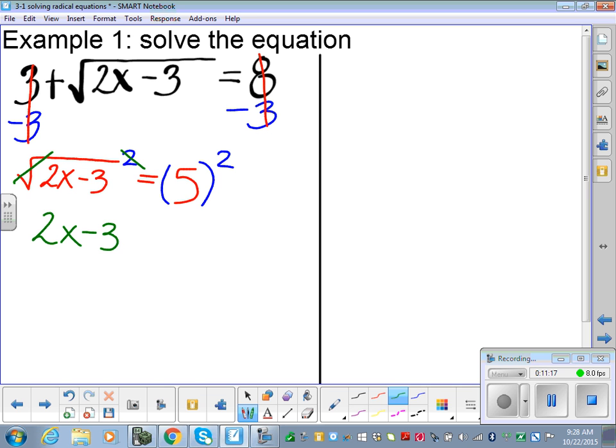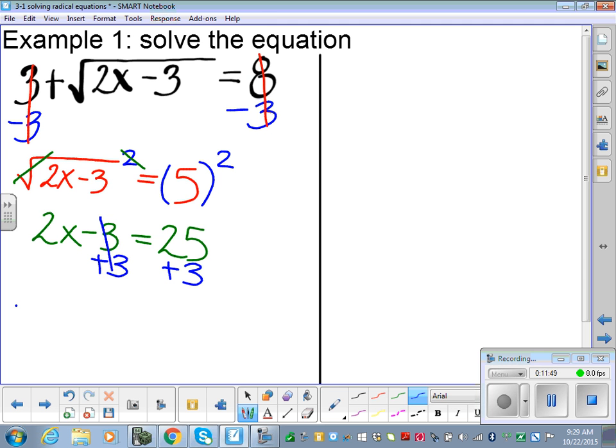Questions on that? On the left. And that's equal to, what is 5 squared? 25. Questions on that? Okay. Now, we got rid of the radical. Do you see how the radical's now gone? So continuing. Then from there, the steps say, now piece by piece solve for x. Get x alone. So from here, what's my next step? Add 3 to both sides of the equation.